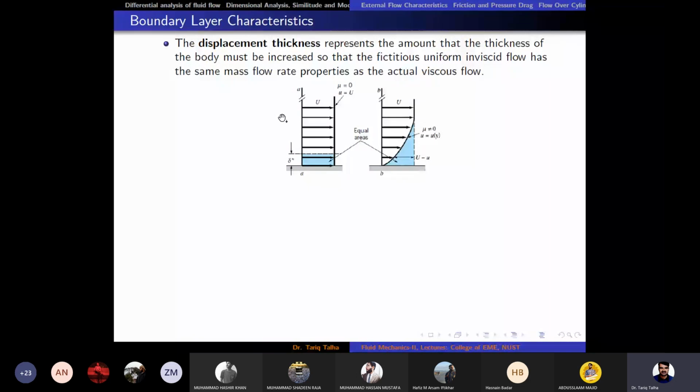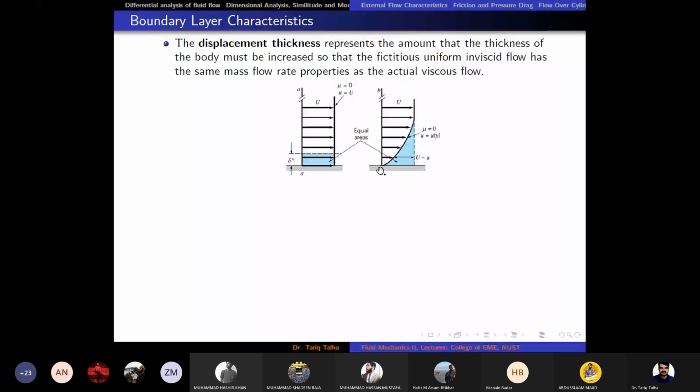Now, how can we mathematically see the mass flow rate? If we want to calculate mass flow rate for this, we know the formula for the mass flow rate, that is rho AB. But rho AB would be applicable when we have got a uniform value. And because in the viscous region we have got a varying velocity profile, we need to integrate it from y equal to 0 to y equal to delta.